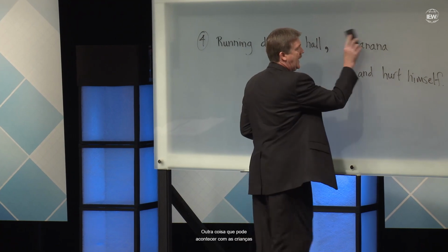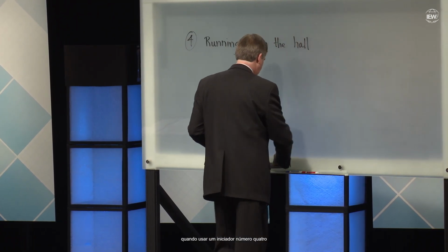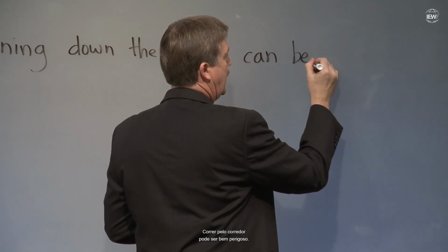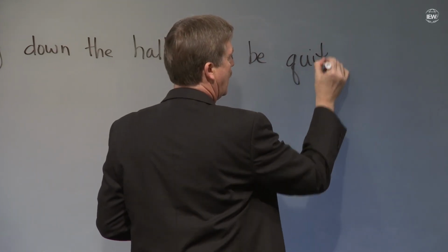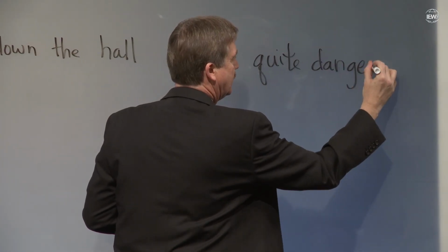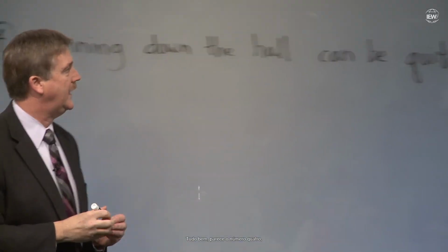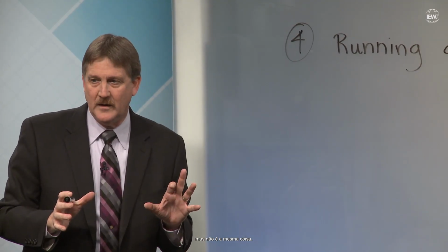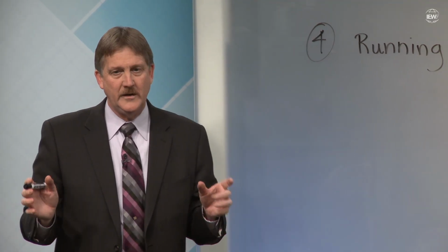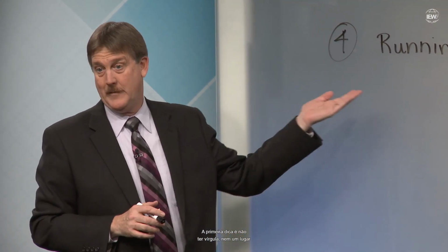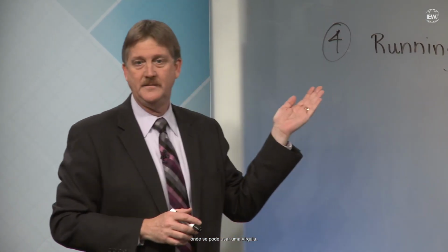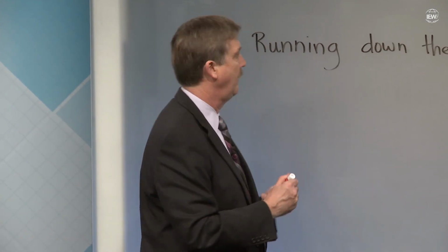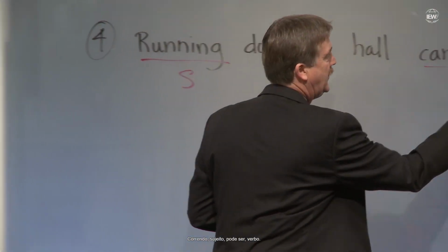Now, one other thing that can happen to kids when they do a number 4 opener is they get a sentence like this: running down the hall can be quite dangerous. Okay, now that looks like a number 4, but it's not quite the same. How do you know? Yeah, first clue is there's no comma, nor is there a place you could put a comma, right? The second clue would be, what is the subject of this sentence? Running, subject, can be verb.